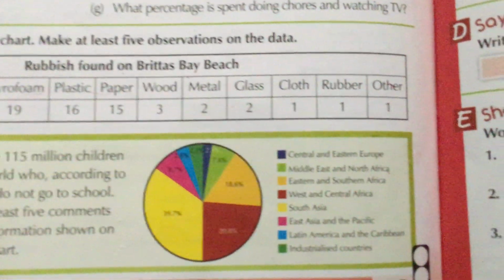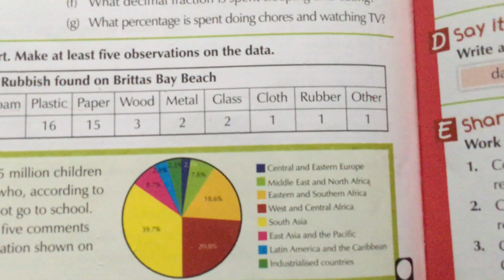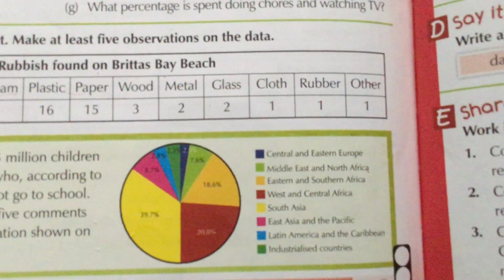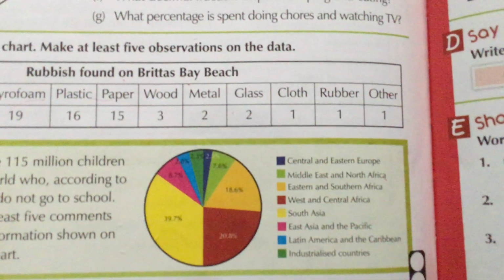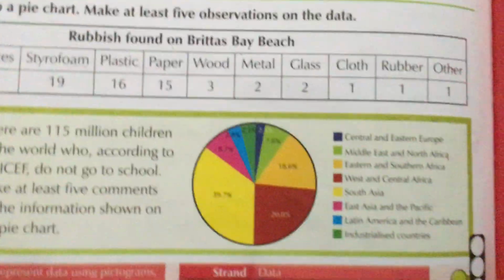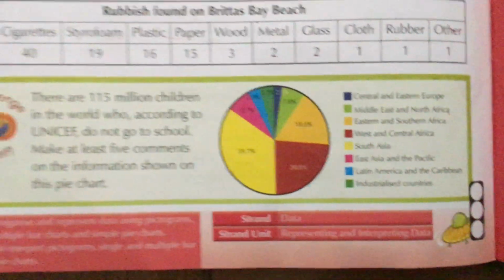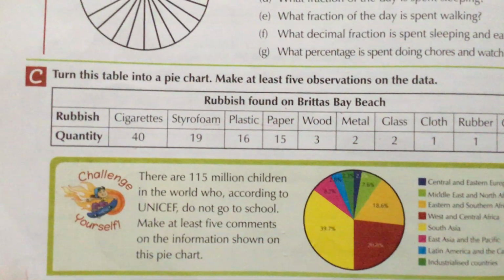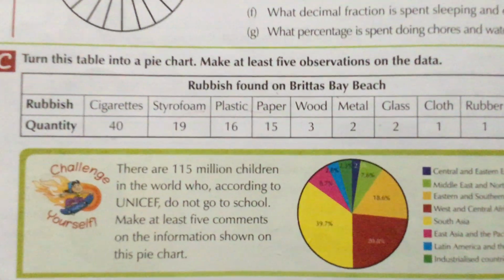Okay, guys. So, Central and Eastern Europe, Middle East and North Africa, Eastern and Southern Africa, West and Central Africa, Southern Asia, East Asia and the Pacific, Latin America and the Caribbean, and industrialized countries. Okay, so they're all represented there. There's your color coded key, and you have your information on the pie chart, and it's percentages, guys.